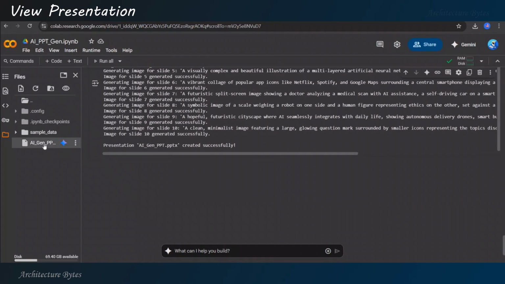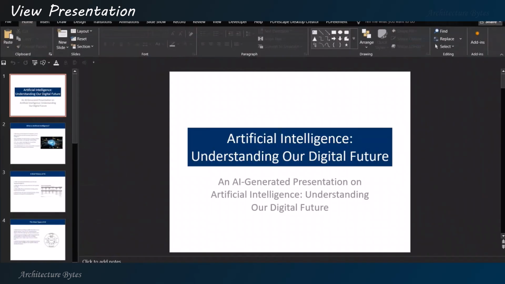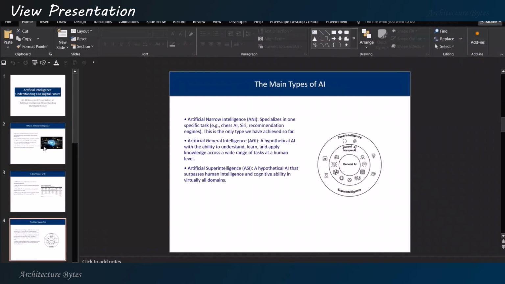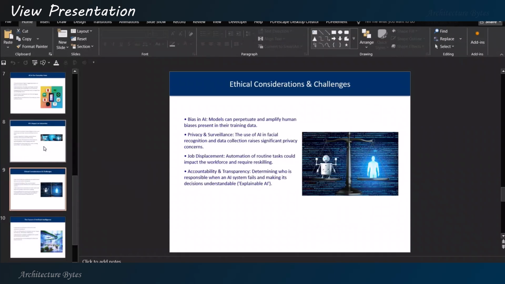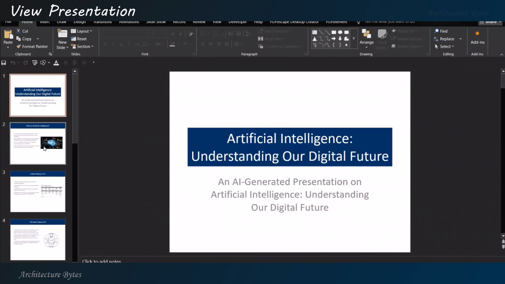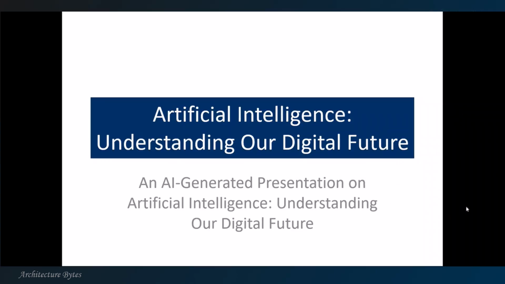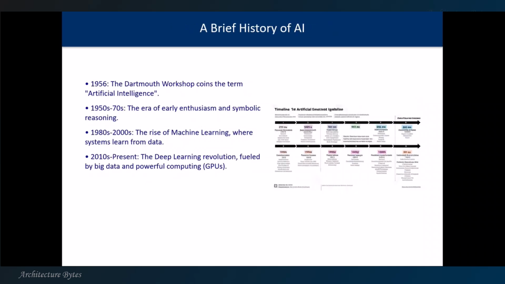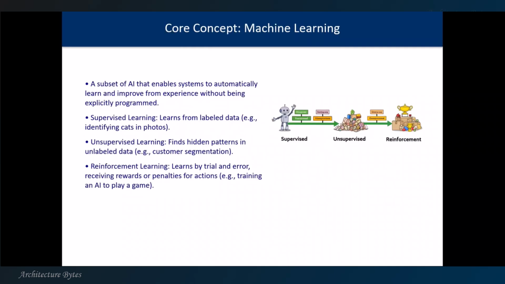Open the presentation and let us take a look and see what has been generated. All right, so there you have it. Artificial intelligence understanding our digital future. And along with that, there will be 10 other slides. All right, so everything on expected lines. Playing in full screen mode, an AI generated presentation on artificial intelligence. So here you have the text in bulleted form and images next to them.